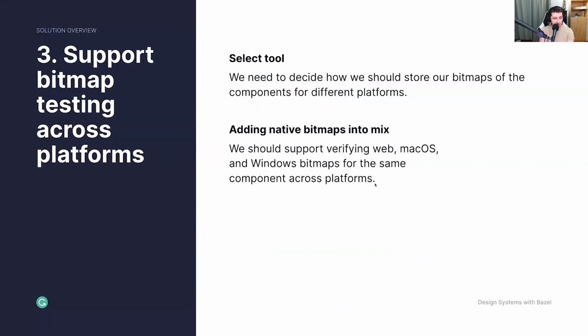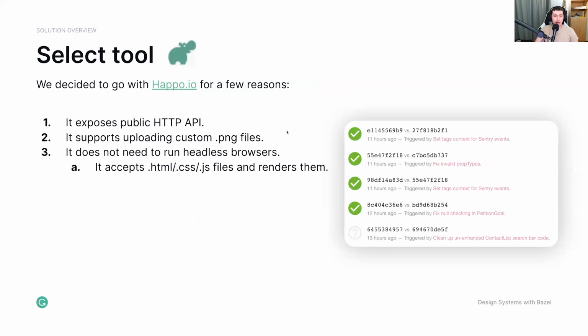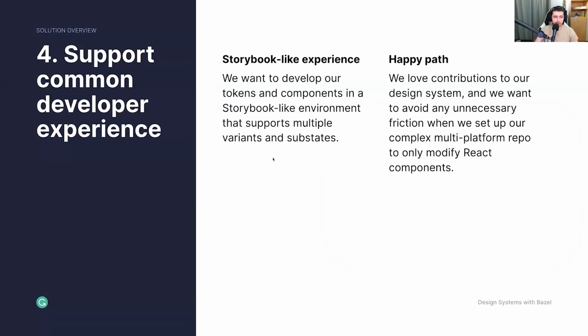Cool. Support bitmap testing across platforms. We want to first select a tool for it, and then we want to somehow inject our bitmaps from the native platforms in order to compare them between web, macOS, and Windows. For the tool, we select Hapo. Its benefits are that it exposes a public HTTP API, it supports custom PNG file uploading, and it doesn't need to run in a headless browser. It just accepts HTML, CSS, and JS files and renders them in their cloud.